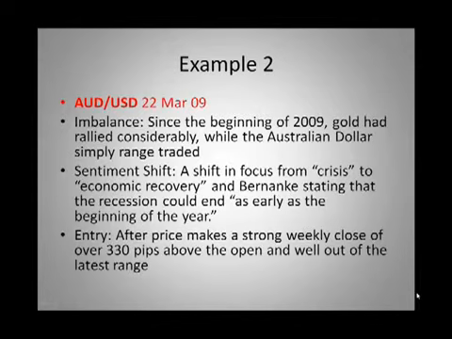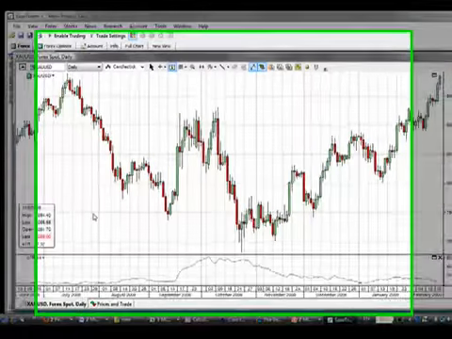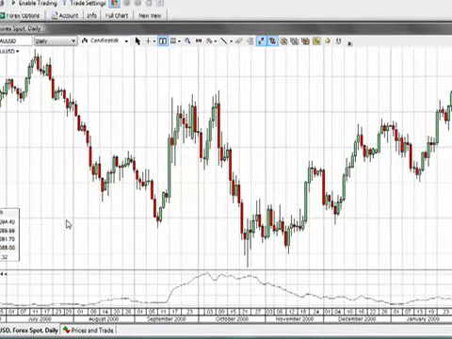So we look for price to really break out of the range to show that things are going to become more volatile again, and we can ride the beginning of a new trend. Okay, I want to show you this visually with some charts.